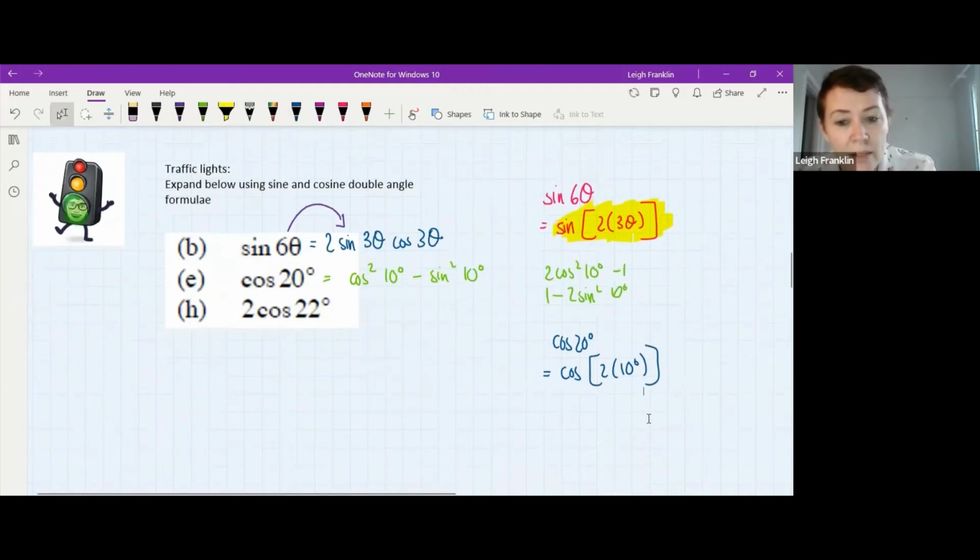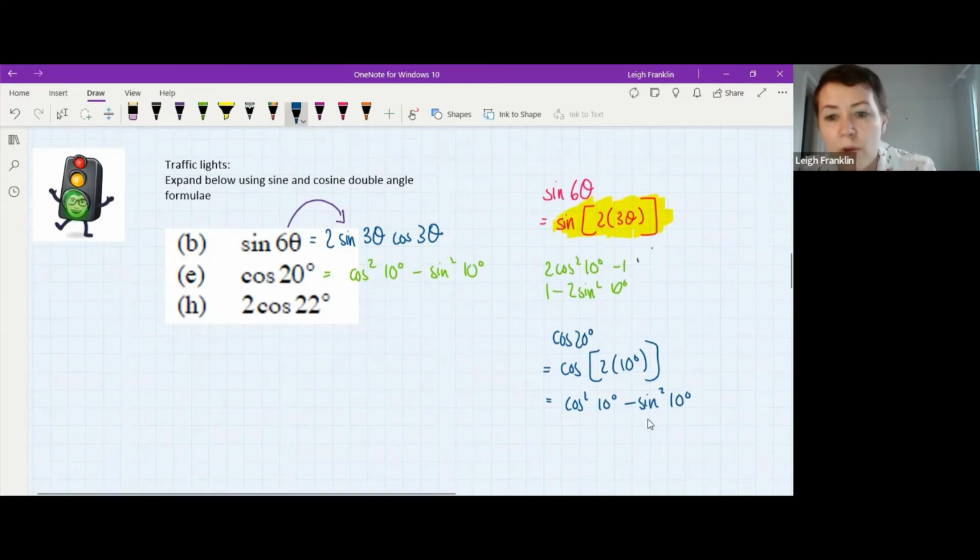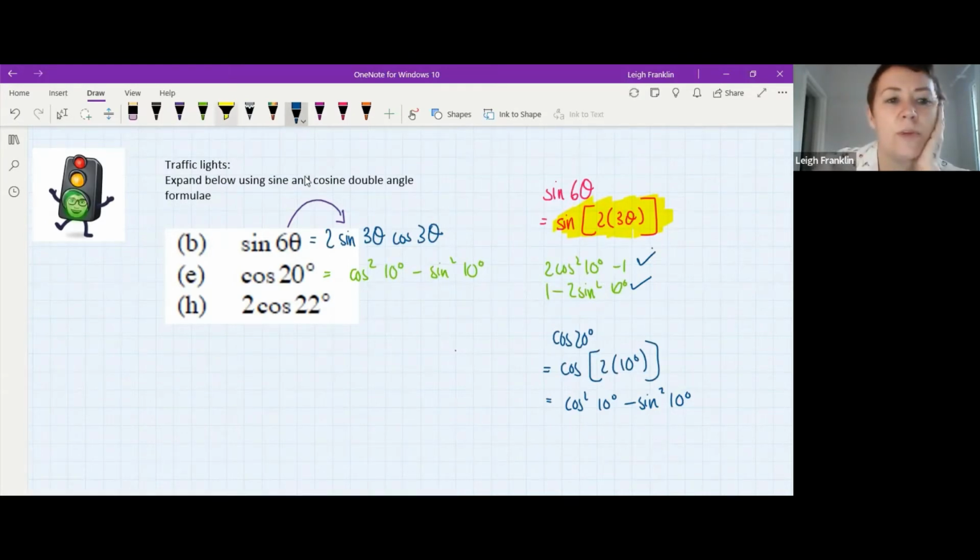Okay, so your angle is 10 degrees, and that's where she would have ended up with her cos squared 10 minus sine squared 10. Okay, or that one over there, or that one over there. Okay, Miso, does that make sense?